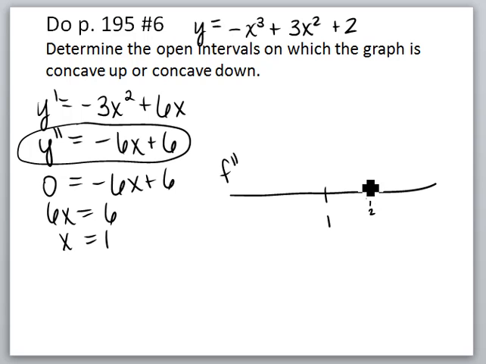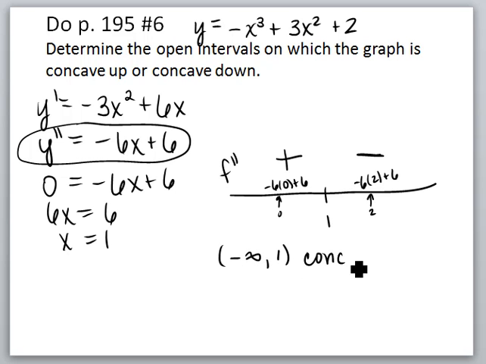Let's put 2 in. Let's say we have negative 6 times 2 plus 6. That gives me a negative value. And then right here, when I plug in 0, I have negative 6 times 0 plus 6, which gives me a positive. So that means my interval of concave up is from negative infinity to 1. So it is concave up here because the second derivative is positive. It is concave down from 1 to infinity because my second derivative is negative.